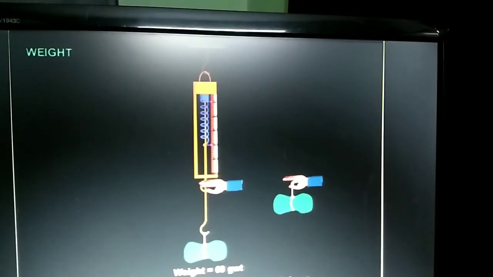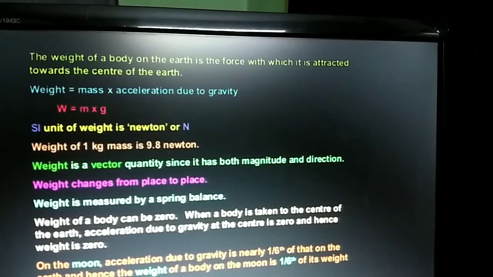What is weight? The force with which a body is attracted by the earth is known as the weight. Weight of a body is a vector quantity and it is measured by a spring balance. The weight of a body on the earth is the force with which it is attracted towards the center of the earth. That is, the weight of a body is defined as follows: when the mass of the body is under the influence of gravitational force, it is called its weight.